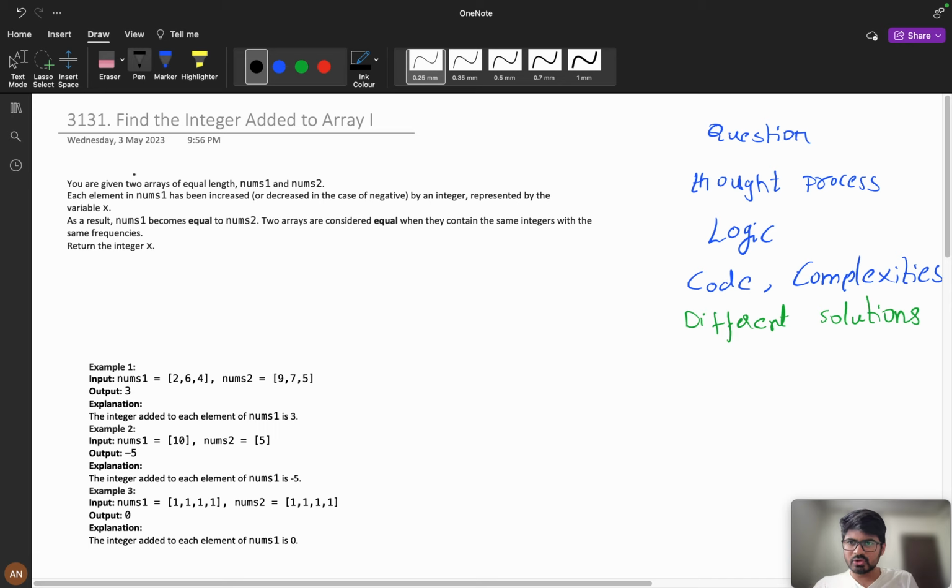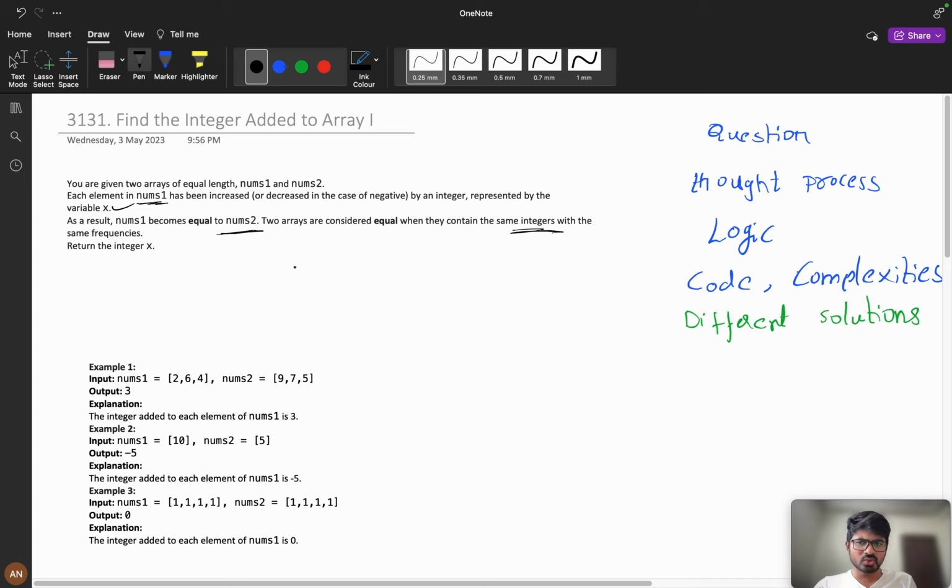Here you are given two arrays of equal lengths, nums1 and nums2. Each element in nums1 has been increased by an integer represented by a variable x. As a result, nums1 becomes equal to nums2. That means each element in nums1 has been increased by an integer. So nums1 can be increased by any integer x. Now after increasing, my nums1 should become equal to nums2. Two arrays are considered equal when they contain the same integers with the same frequencies.